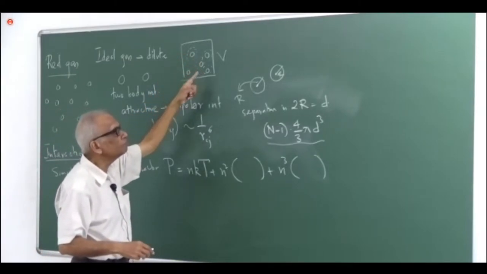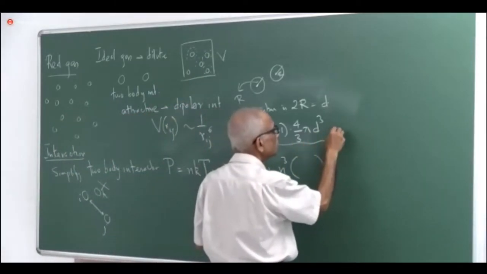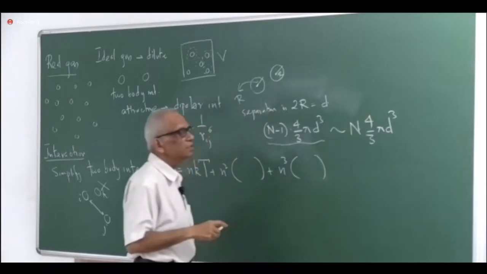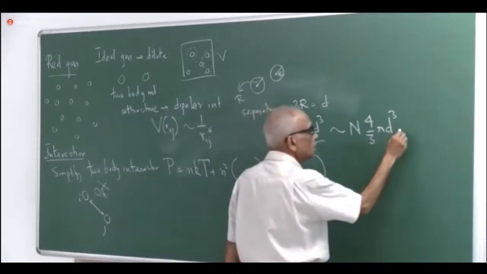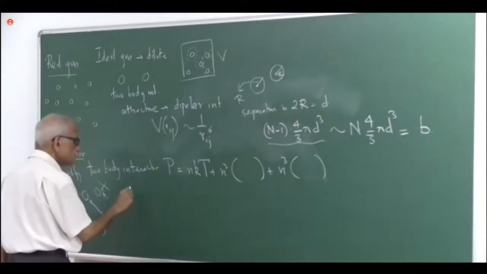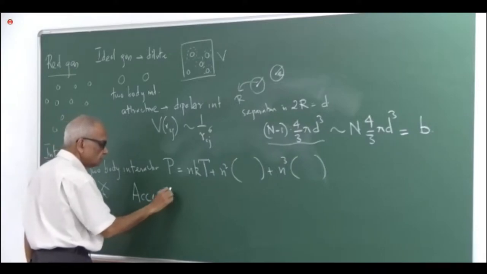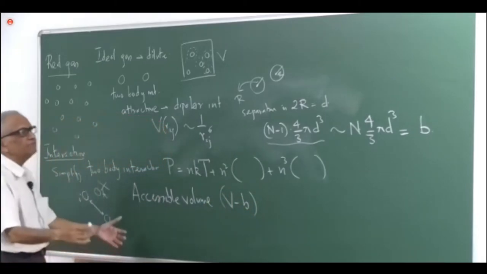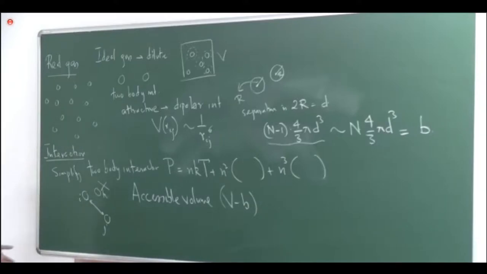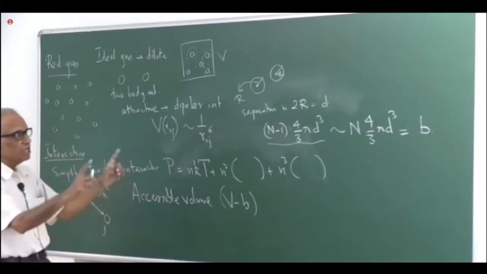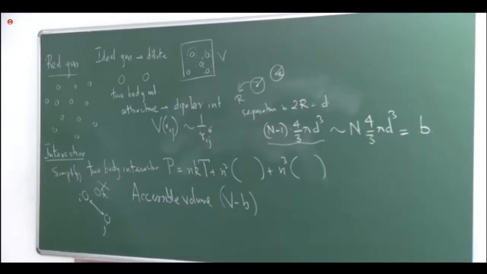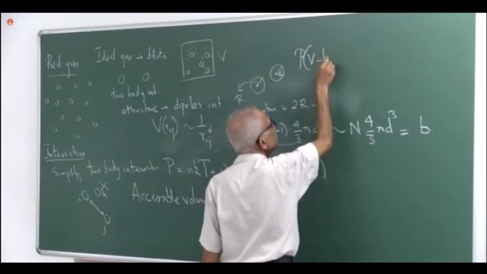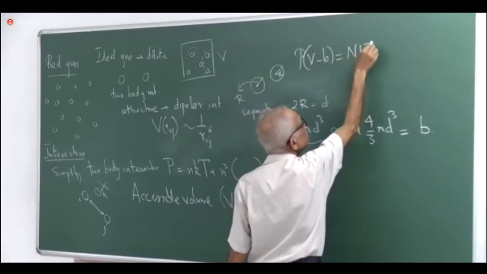It's the same for each of these molecules. This n is 10 to the power 20, so it is n times 4 by 3 pi d cubed, and that, if you call it some b, then the accessible volume is V minus B. And even if I were to know nothing about the fact that there are interactions, if I just assume elastic collisions keep them away from each other, the equation of state would have to become P times V minus B equal to NKT.